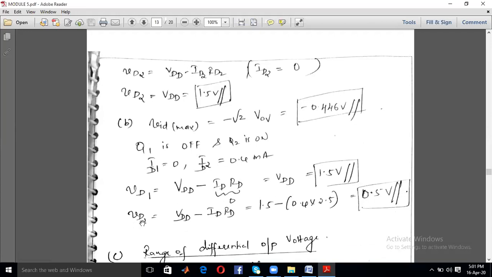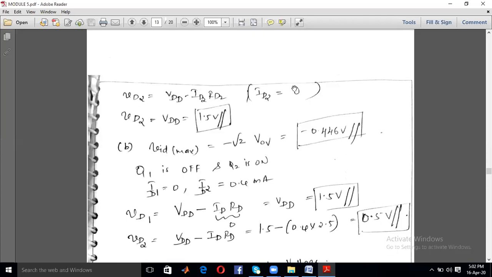At the same time, what is VD2? For VD2, you have maximum current. So maximum current means you will have a drop, and this much drop you have to subtract. ID is 0.4, RD is 2.5. So this much drop you have to subtract from the VDD. So the answer is 0.5 volt.